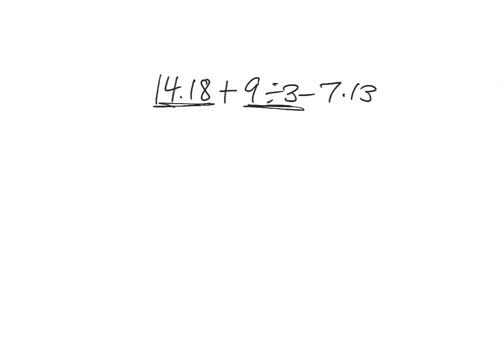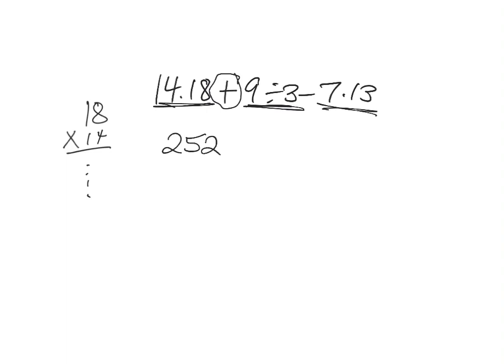Let's look at a longer problem, which is 14 times 18 plus 9 divided by 3 minus 7 times 13. So we have to take these step by step. First of all, we have to deal with the multiplication and division here, instead of any sort of addition, and then we deal with that separately. So let's start with the first part, which is 14 times 18. That is 252.